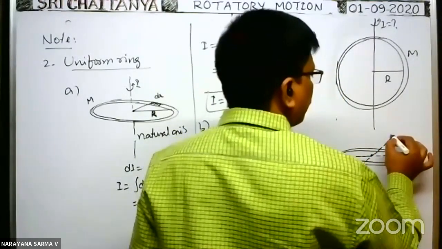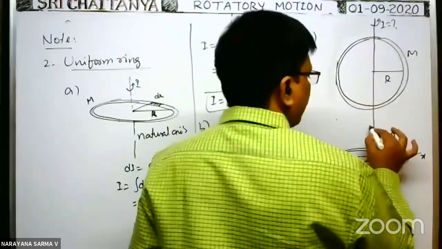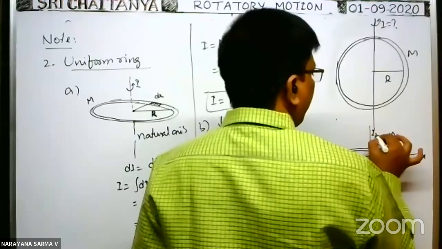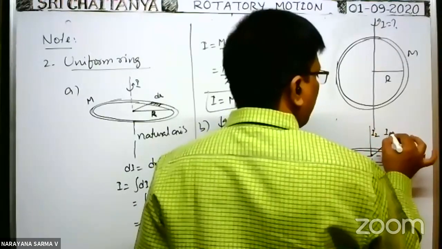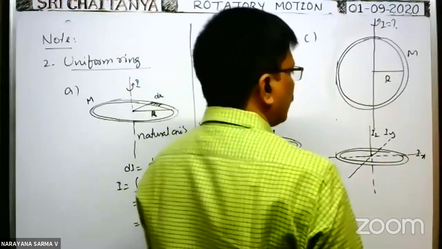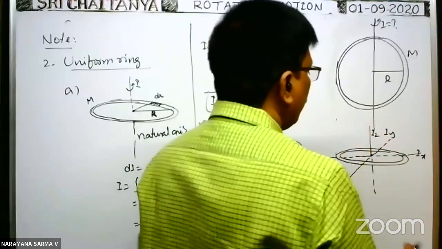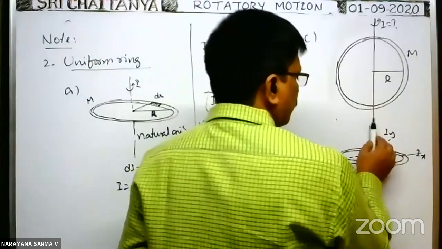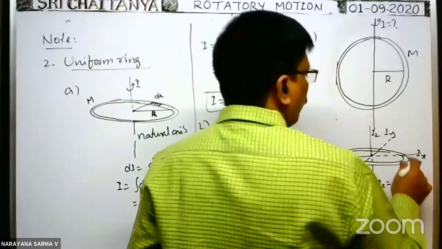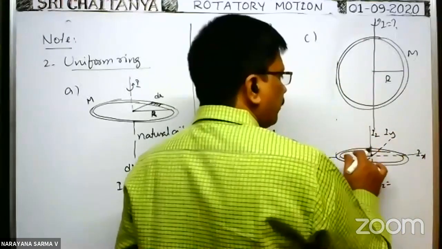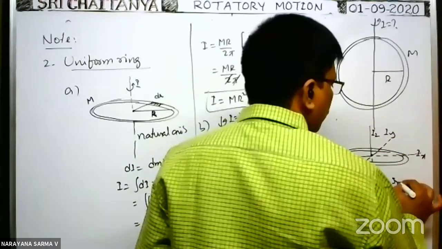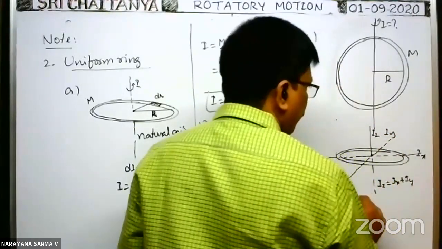This is also a diameter. This is the y-axis. It is the z-axis. Okay. About this axis, moment of inertia Iz. About this axis, moment of inertia Iy. About this axis, say Ix. Then according to the perpendicular axis theorem, how can we write the relation among them? About the z-axis, the moment of inertia of the ring, Iz, is equal to the sum of the moments of inertia of the same ring about two perpendicular axes lying within the plane of the ring. That means Ix plus Iy, according to the perpendicular axis theorem.